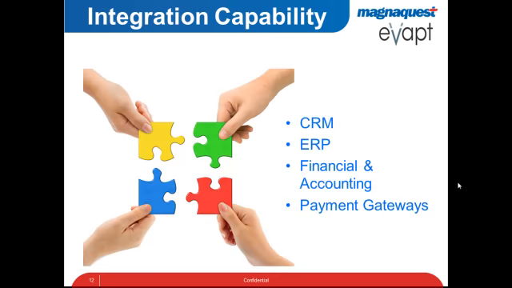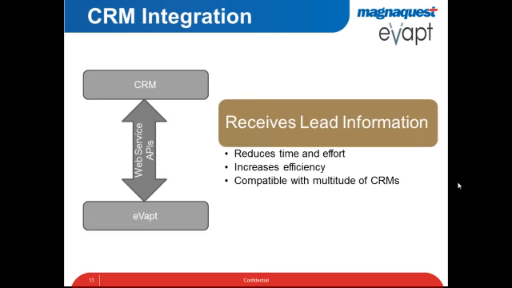Now let us talk a little about the integration capability and the importance of integration. When we talk about integration, in a typical billing ecosystem, we find that the CRM, ERP, financial and accounting system, and payment gateways are the key services that play a very important role in billing. So let us discuss each solution's importance in the ecosystem.